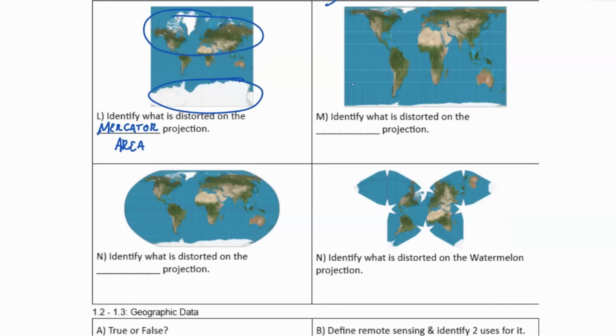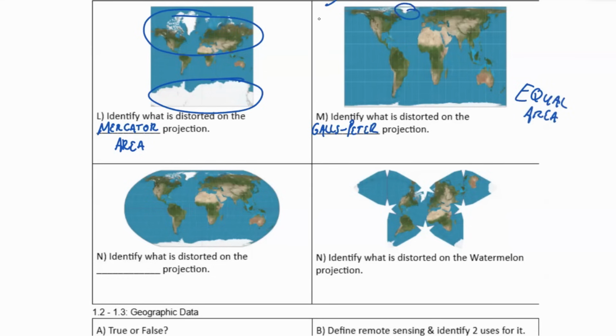And then looking at this one, identify what is distorted. This is the Gall-Peters projection. You've probably seen this one as well in your course, maybe not before the course, but certainly in the course now. And this is what's known as an equal area projection. It's known as an equal area projection. And that means that the areas are pretty preserved. So the size of the countries is pretty accurate here.